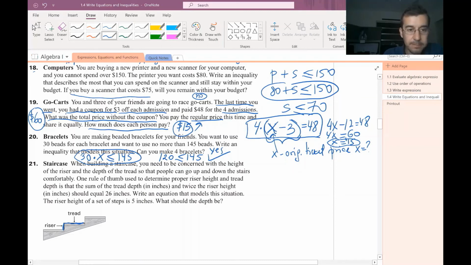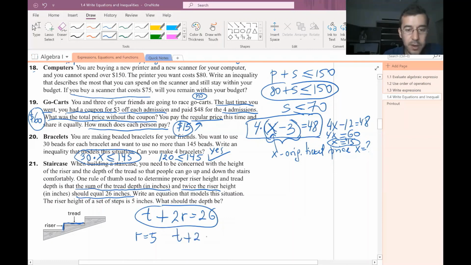Okay, so the equation is given to us right here. The sum of the tread, let's say t, so t plus twice the riser, so 2r, 2 times the riser, equals 26. So that's the equation. And then the riser height r is 5. What should the depth be? The tread depth, right? So we just plug in 5 for r here. So we get t plus 2 times 5 equals 26, or t plus 10 equals 26, or t equals 26 minus 10, or 16. So the depth should be 16 inches. This is 5 inches, the riser.